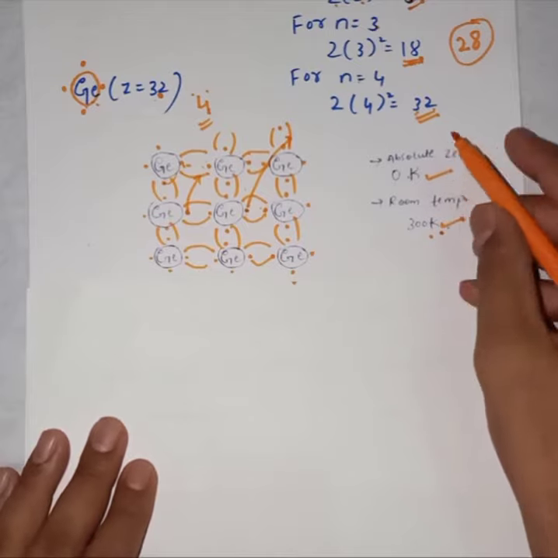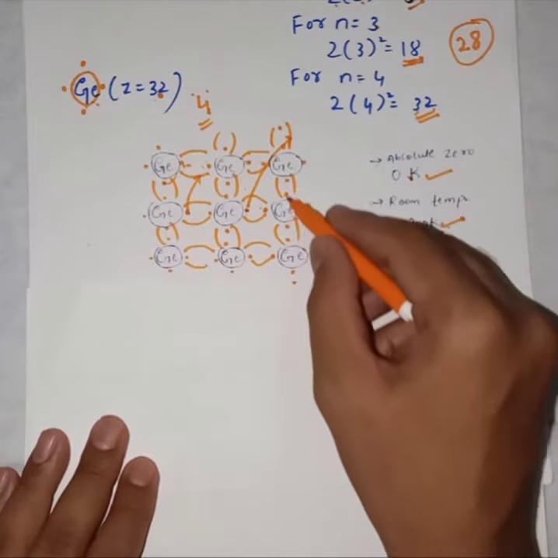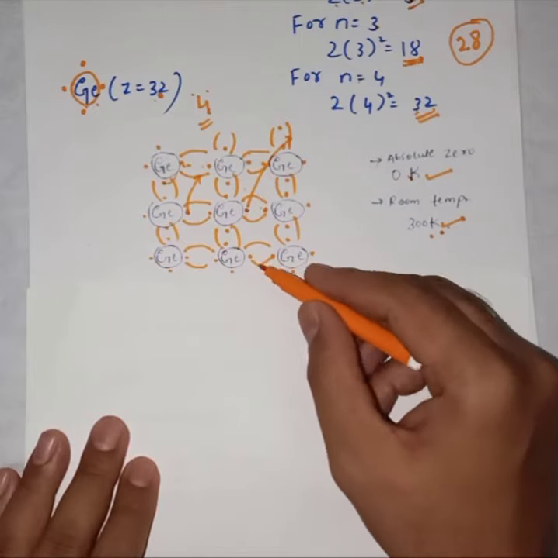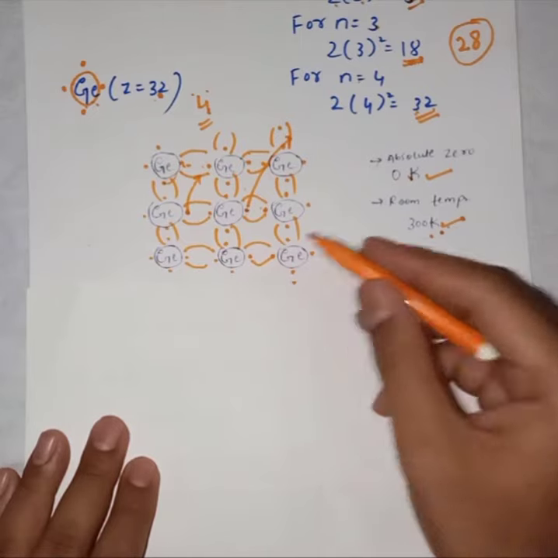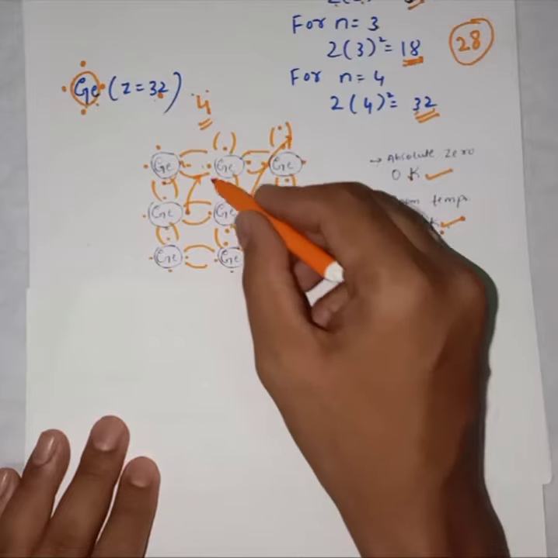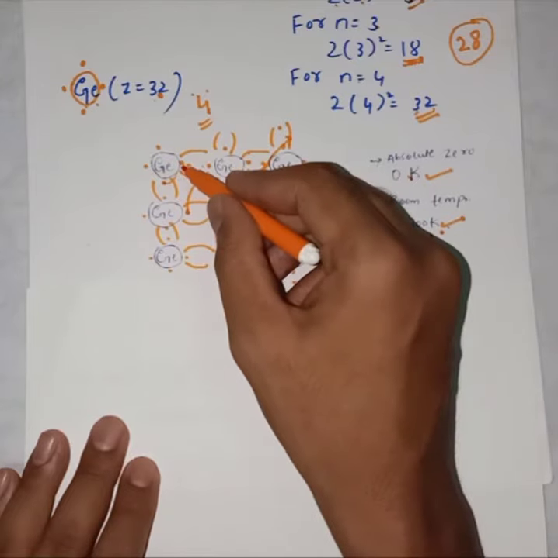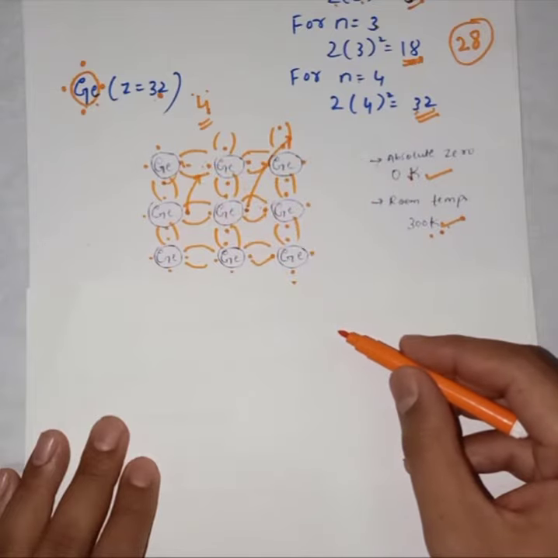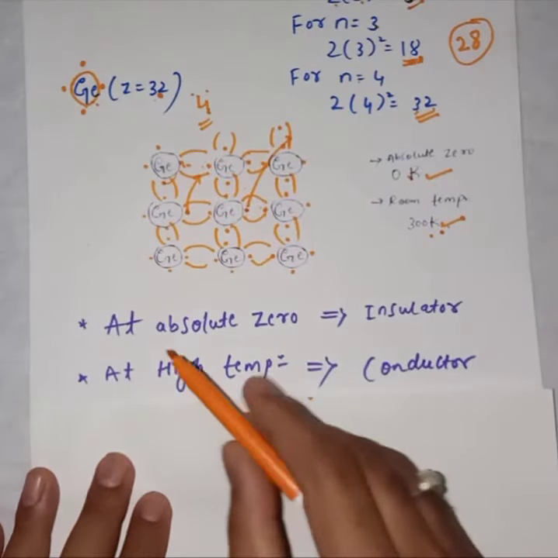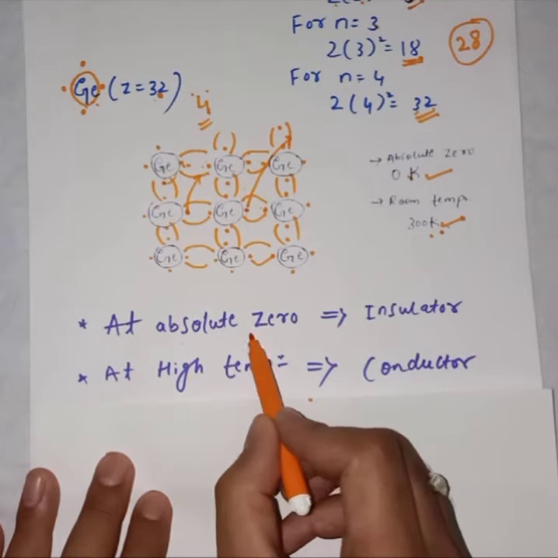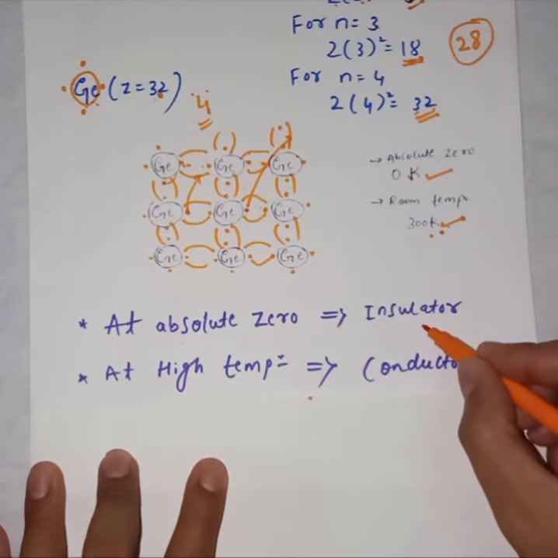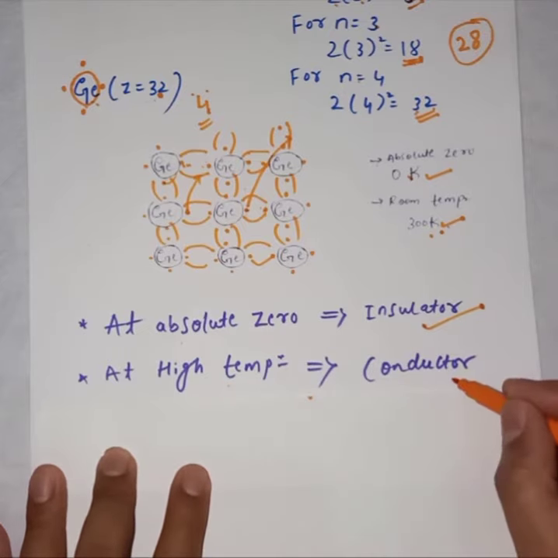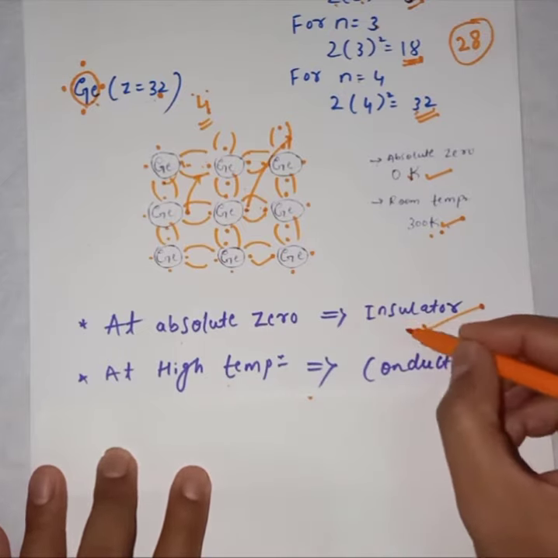So at absolute zero, this crystal acts as a perfect insulator, and if you start increasing the temperature, what happens? Its conductivity increases, and it starts conducting current. So the points are here: at absolute zero, the semiconductor acts as a perfect insulator, and at high temperature it acts as a conductor. Remember these points, students.